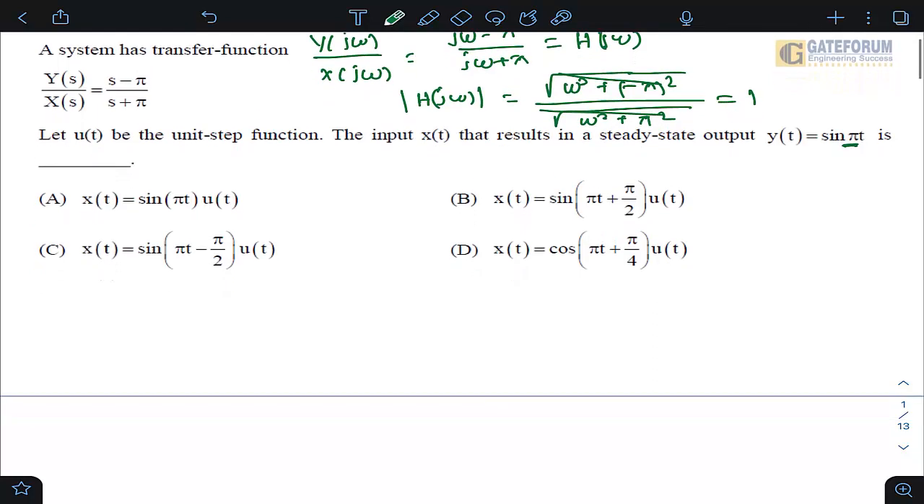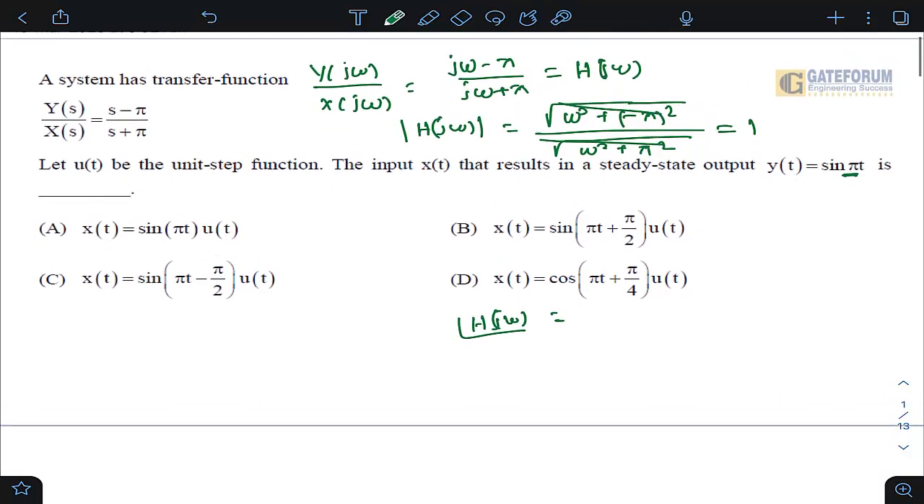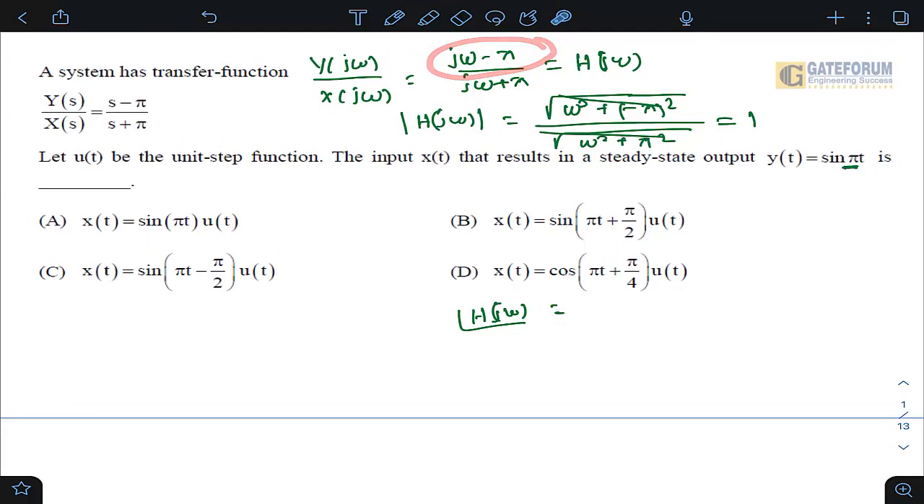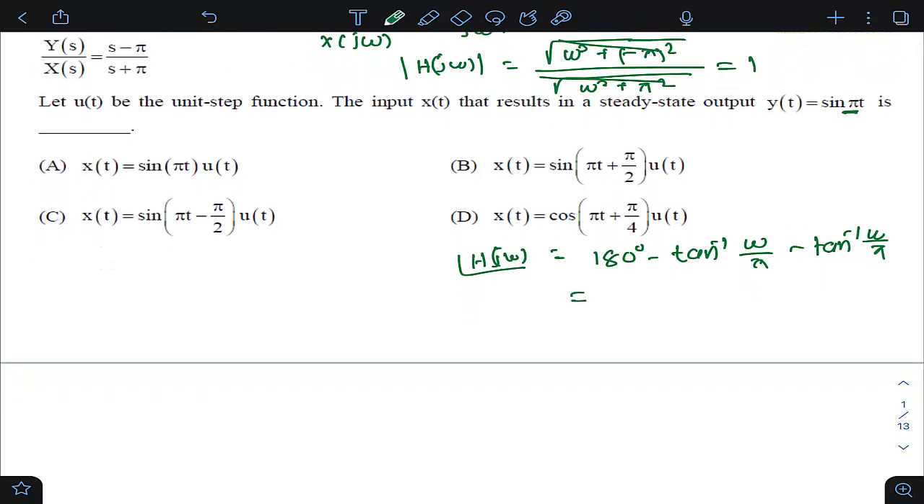And what about the phase? If we calculate the phase of H(j omega), you can see this is coming in the second quadrant. That's why you get 180 degree minus tan inverse of omega by pi. For the denominator term, you get tan inverse of omega by pi, and because it is in the denominator, you get a negative sign. So this comes as 180 degree minus 2 tan inverse of omega by pi. This is nothing but your phase.